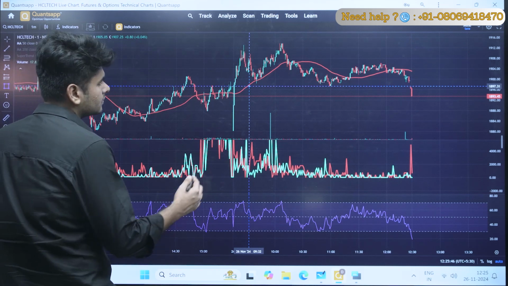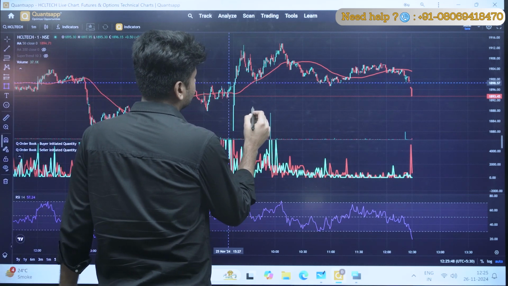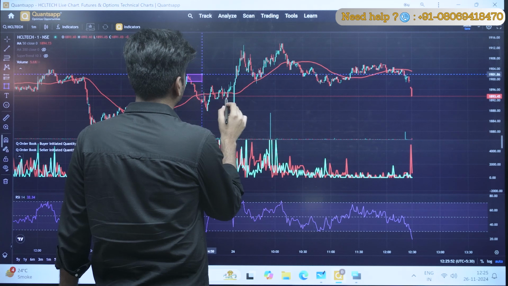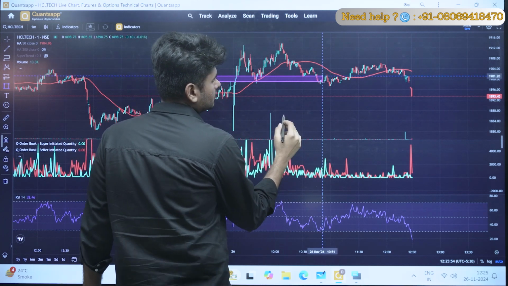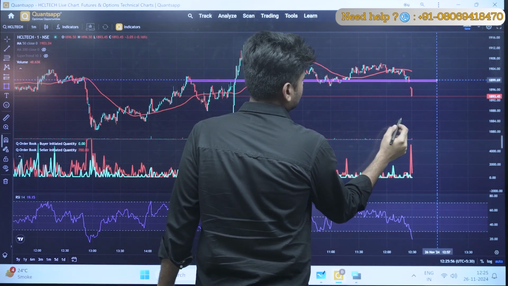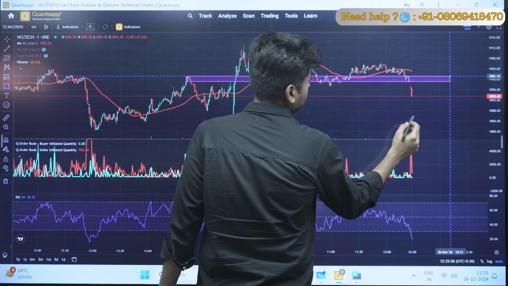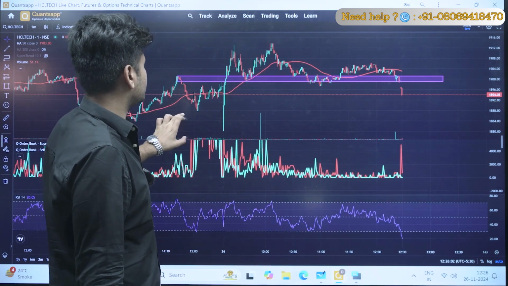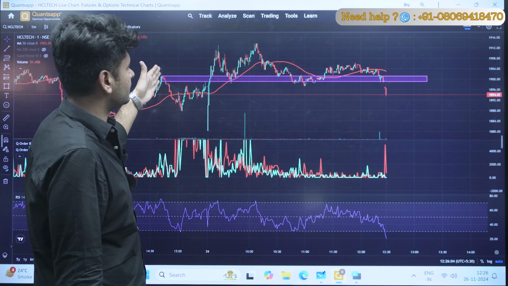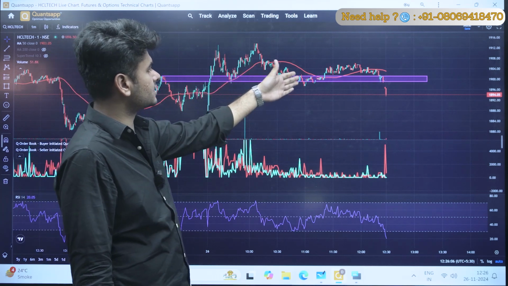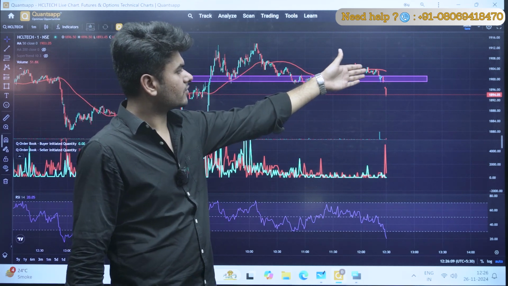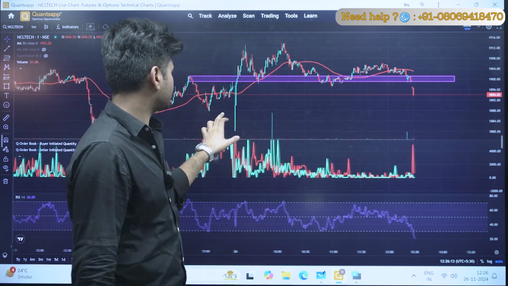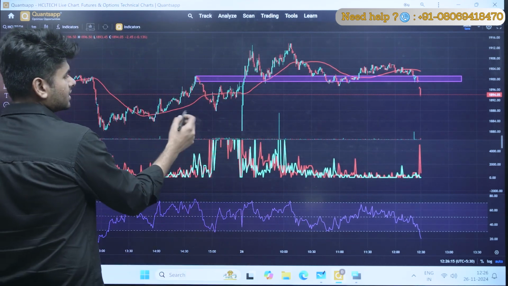Right, so you can see that this is the zone. Previously it was acting as a resistance. Today it has taken support twice, and now it has broken down the support. But somewhere still it is not bearish, because the next support level is somewhere here.